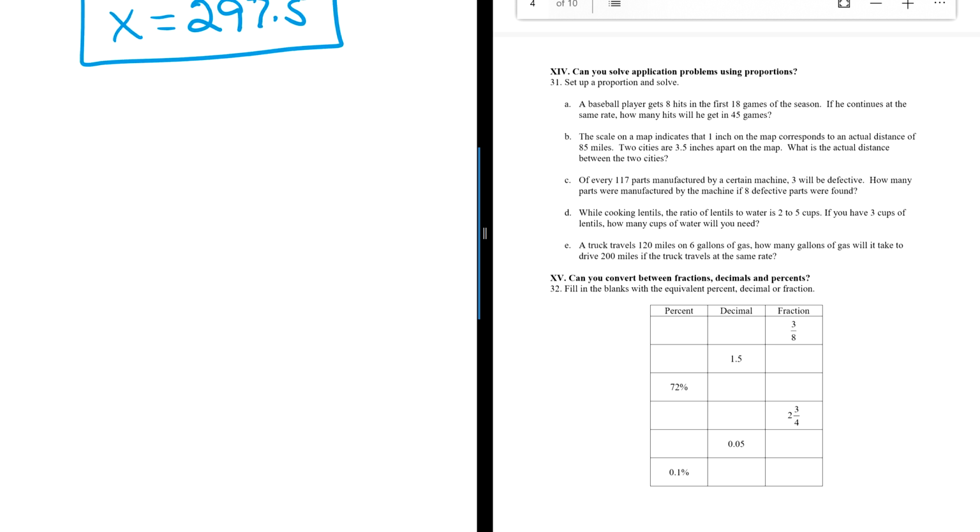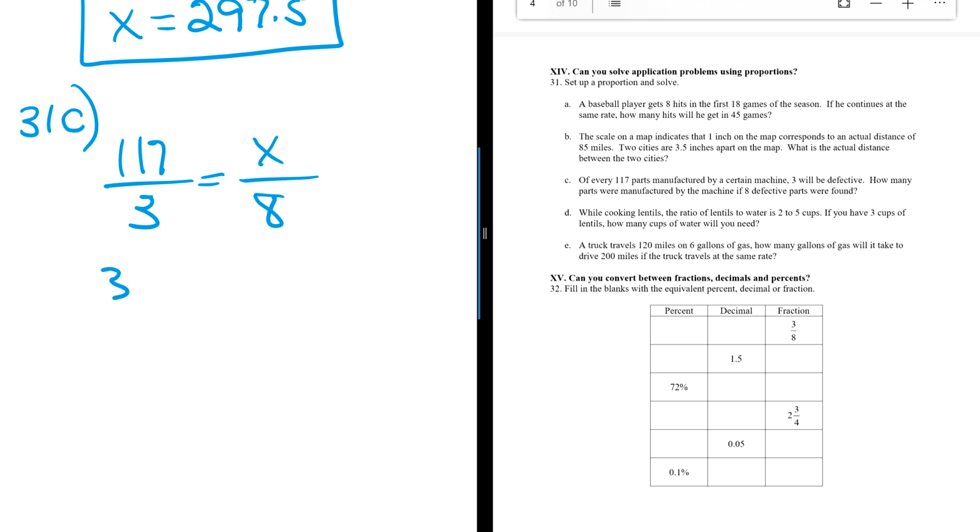Okay, how about letter C? This is 31C. Of every 117 parts manufactured by a certain machine, 3 will be defective. All right, so I'm going to write this up as 117 over 3 defective. How many parts were manufactured by the machine if 8 defective parts were found? So where do I put the 8? I put it with the 3 because it matches the defective parts. Then I can solve for the number of parts that were manufactured.